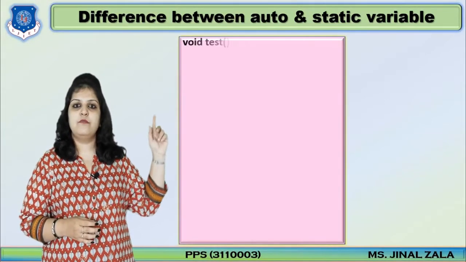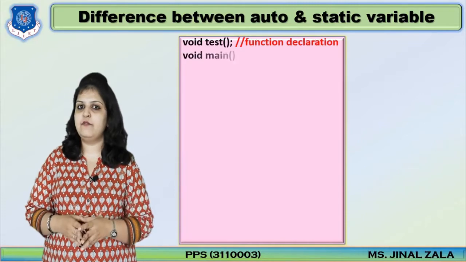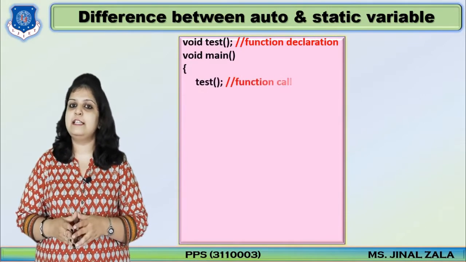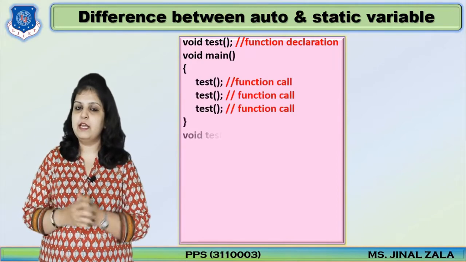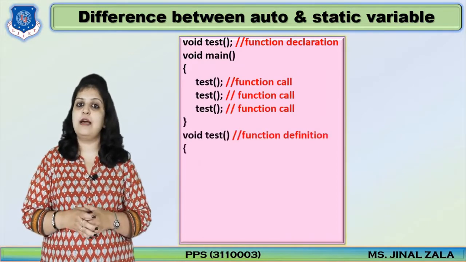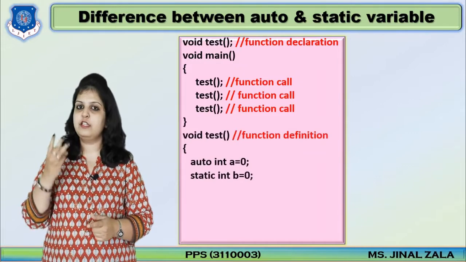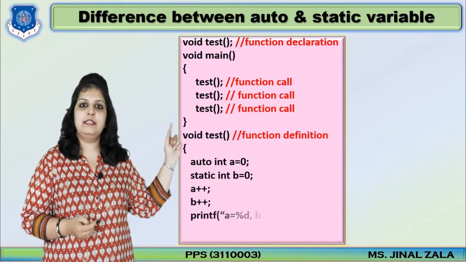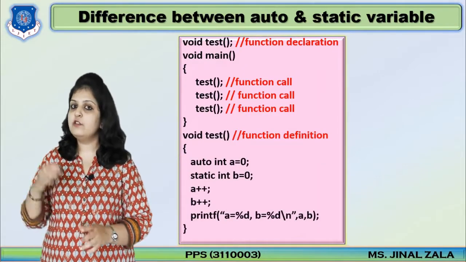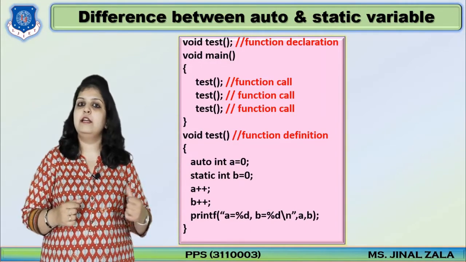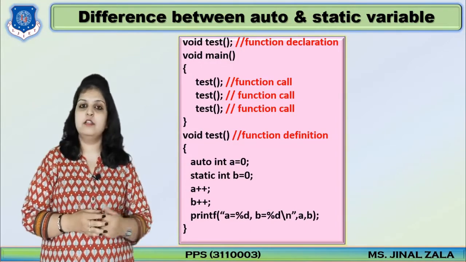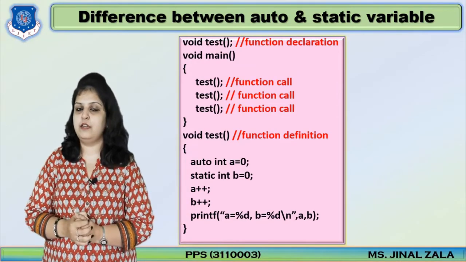So here first of all, void test, I am declaring one function that name is test, and here no parameters, that's why empty brackets. Now in main function I am calling the same function 3 times. You can see here test, test and test. So 3 times it will go to the definition of the function.